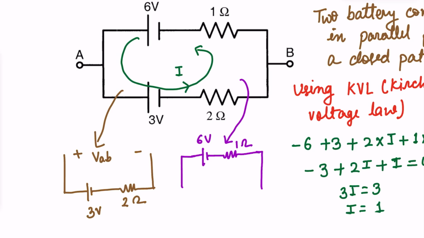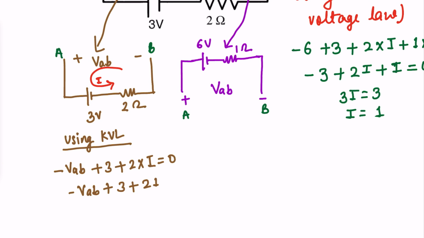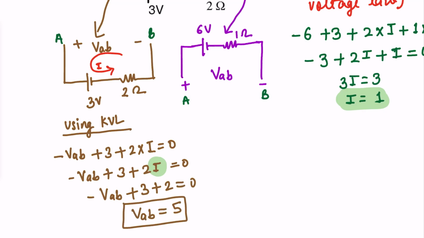So this is battery 2, VAB. Let's write the KVL equation for battery 2, and then we'll write for battery 1. Using KVL we will get minus VAB plus 3 plus 2I equal to 0. So VAB equal to 3 plus 2I. We will use the value of I that we calculated. This is the common current that is flowing through both the batteries. So plugging the value of I, we will get VAB equal to 5 volt.